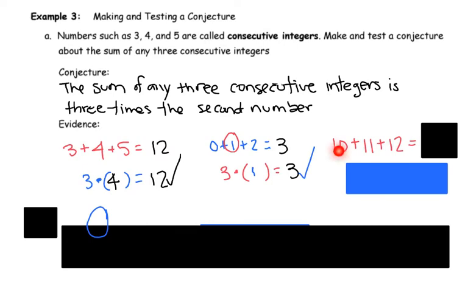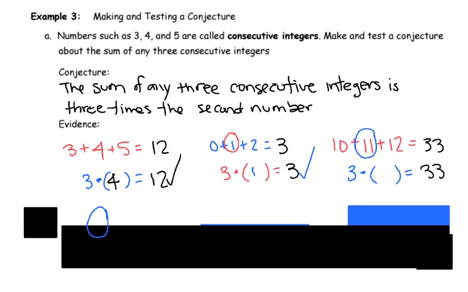Why not? We got 10, 11, 12. So 10 plus 11 plus 12 gives us a grand total of 33. Now, the conjecture states that we take the second number, which in this case is 11, and we multiply it by 3, and we'll get the same sum. So 3 times 11, well, what do you know? It is 33. So therefore, this is true. And that's how you test a conjecture.